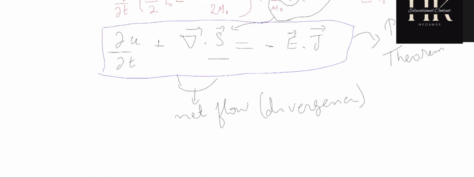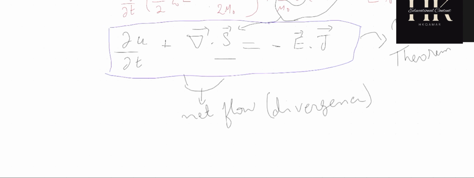And this E dot J represents the work done per unit time, or power per unit volume, which is the work done per unit time by the field on the charges. If this E dot J is greater than 0, it means that energy is being transferred from the field to the charges.